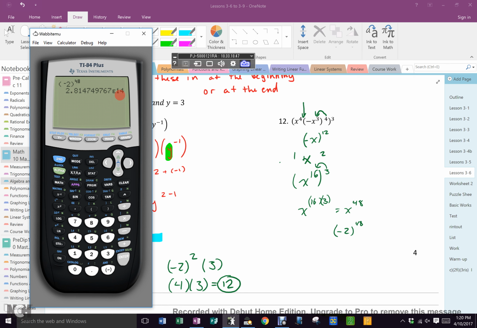That's really hard to read, but what that means, E14, that means that decimal place is going to move this way. How many times? 14 times. Pretty big number, yeah? But that's how you do it. Any questions?